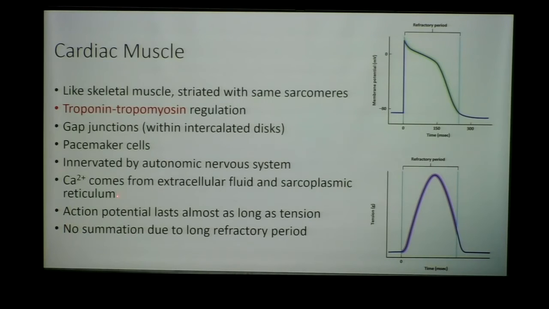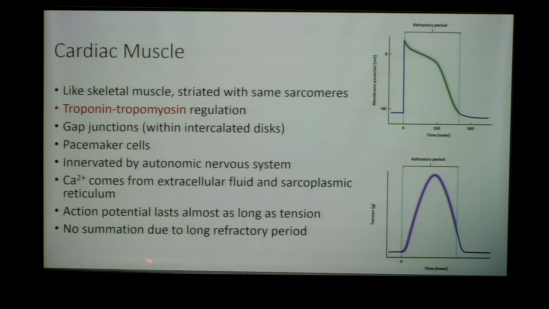We also see that the main source of calcium for cardiac muscle is from the extracellular environment. So just like we saw with smooth muscle, most of the calcium for cardiac muscle contraction also comes from the outside of the cell, from the ECF. The action potentials last a long time, right? As long as the tension. And so we do not have the ability to sum these contractions, whereas we could sum skeletal muscle contractions. We cannot sum cardiac muscle contractions.